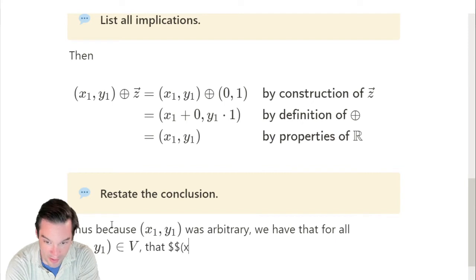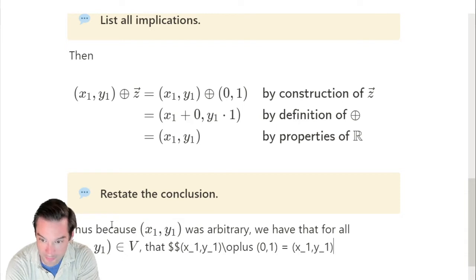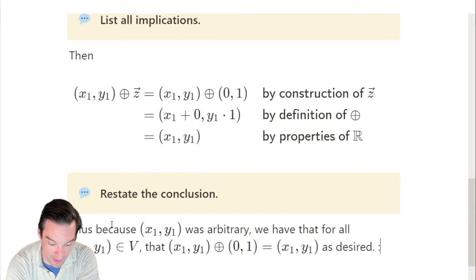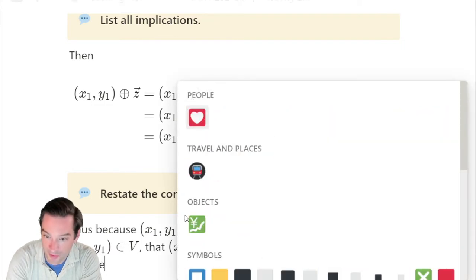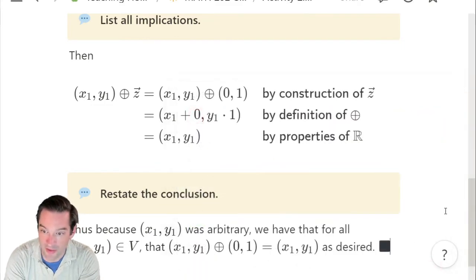That x1, y1 — funny addition 0, 1 is equal to x1, y1, as desired. And we'll put in a little square to indicate that our proof is over, and then we'll go celebrate.